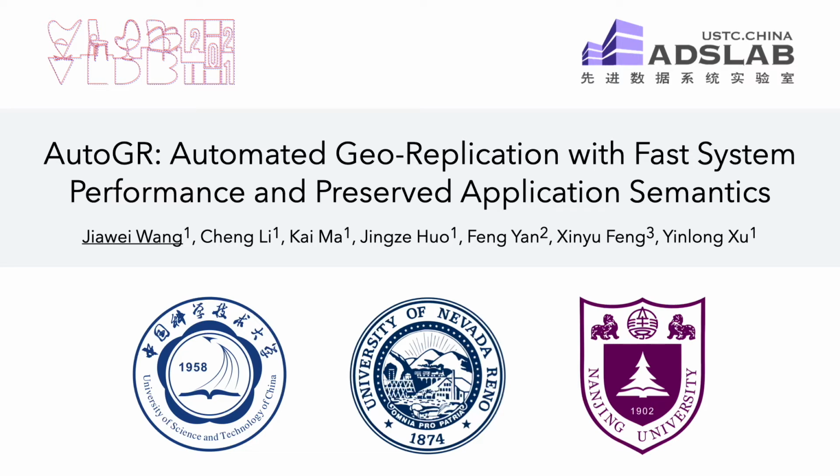Hello everyone, welcome to our presentation on the tool AutoGR, which is the first end-to-end geo-replication framework that can automatically transform non-replicated serializable applications into their fast geo-replication version with little user intervention and without compromising important system properties such as state convergence and invariant preservation.